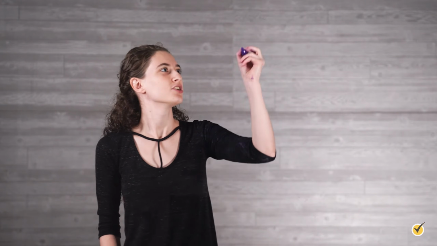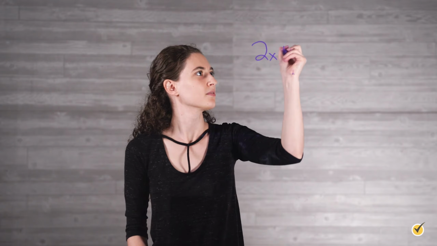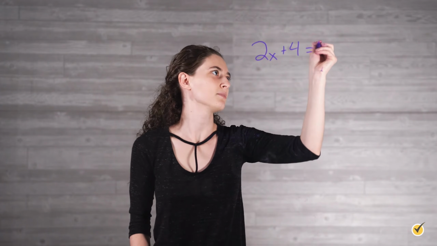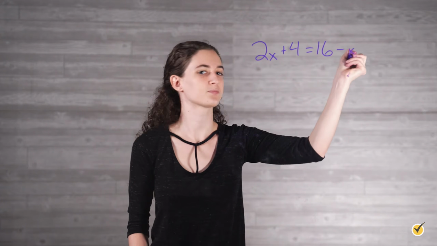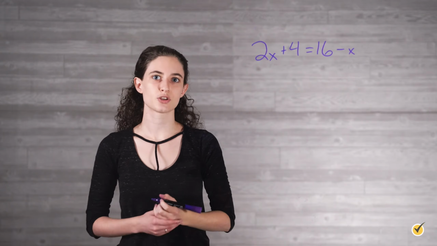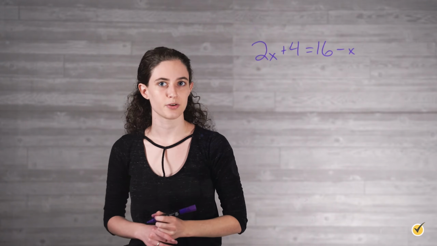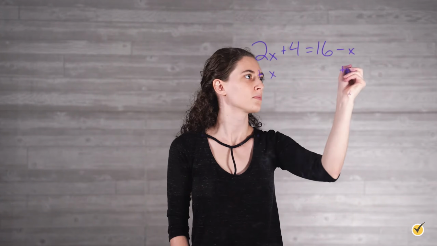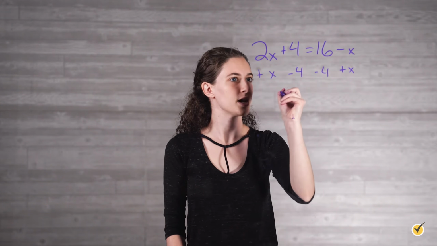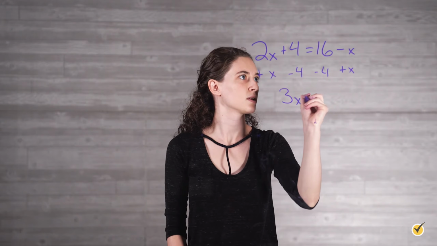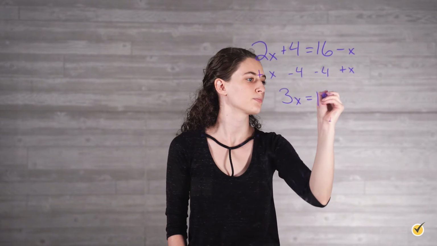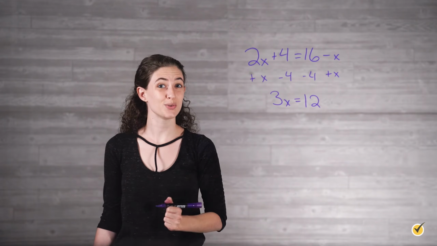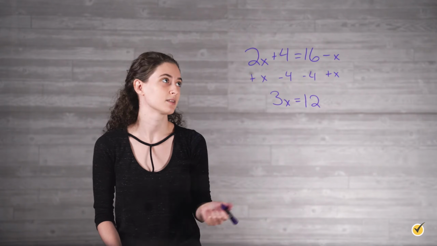In the equation 2x plus 4 equals 16 minus x, we need to get the x terms on one side and the numbers on the other. We can add x and subtract 4. This will give us 3x equals 12. Or we can subtract 2x and subtract 16.